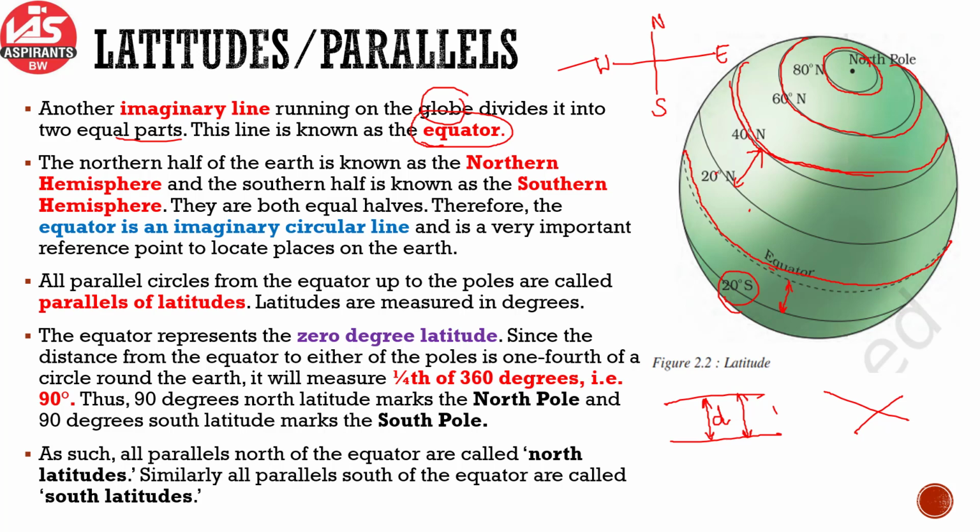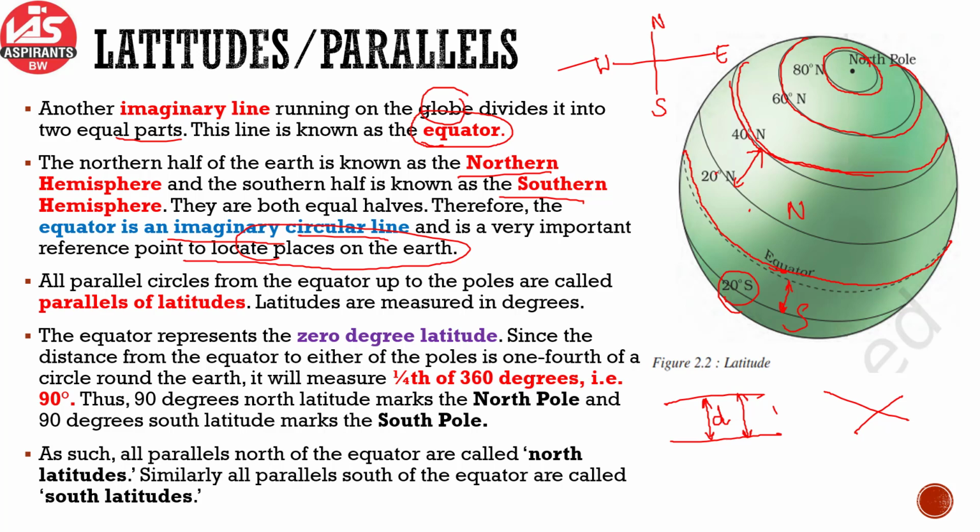So the equator will divide the Earth into two hemispheres. Okay, the northern part over here will be known as the northern hemisphere and the southern part over here will be known as the southern hemisphere. And the northern hemisphere and southern hemisphere are both obviously equal. It's because the equator is dividing the globe in half. So what is equator? Again, equator is an imaginary circular line, very important, right? And it's an important reference point to locate the places on the earth.